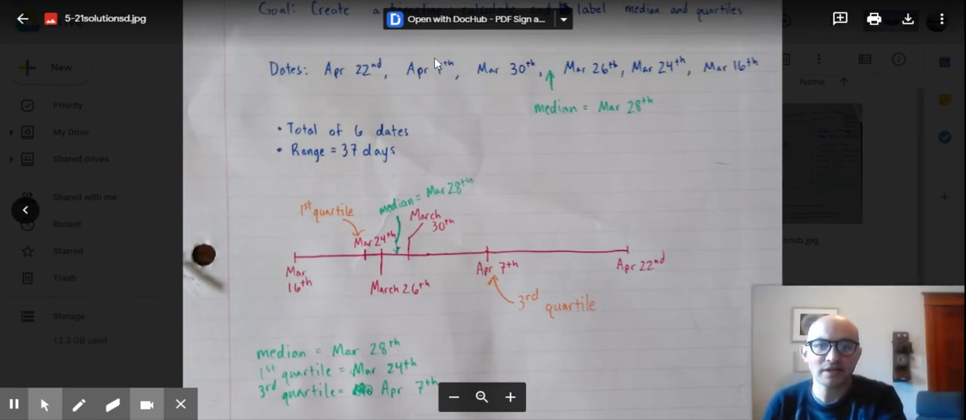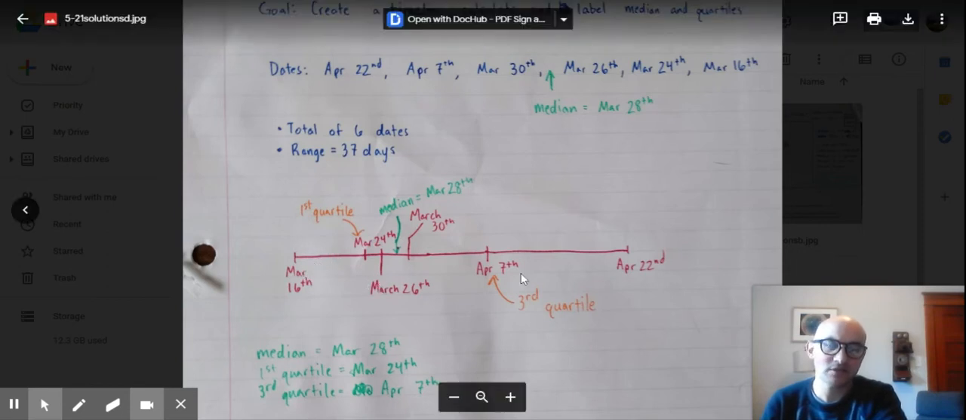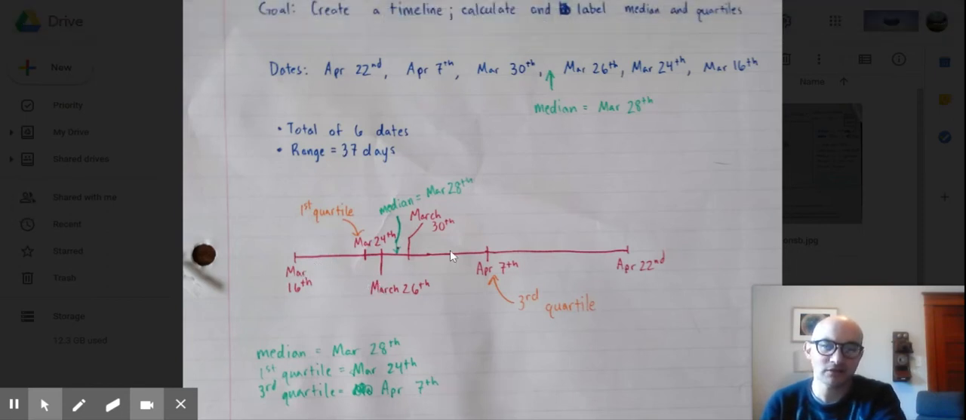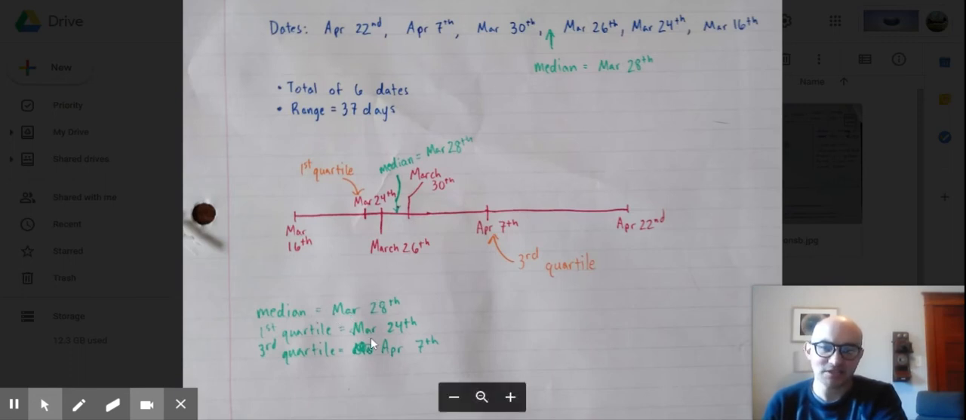For the first quartile, it would be March 24th, because there's one date to the left of it, one date to the right, and then there's the median. Similarly, the third quartile would be April 7th, because there's one date to the left and one date to the right. Looking at it down here on the timeline, first quartile over here, March 24th, with one date to the left and one to the right. Third quartile, April 7th, one date to the right, one data point to the left. My last step was just to list them for clarity.